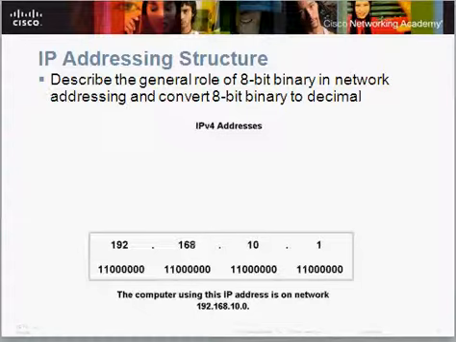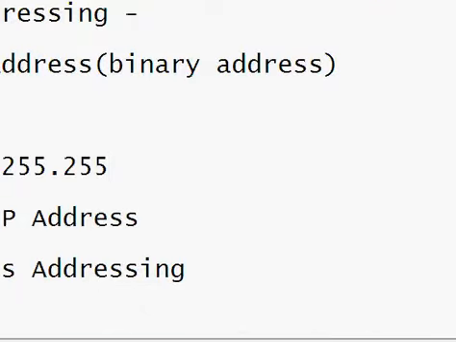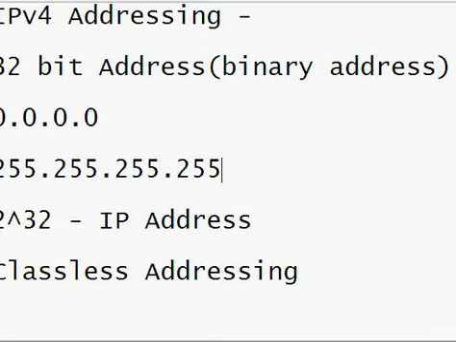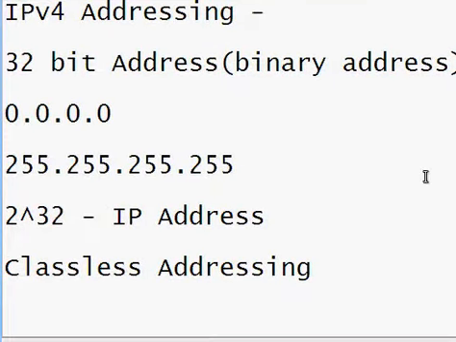So just giving you basic ideas of what IPv4 addressing is. IPv4 addressing is a 32-bit binary address converted into dotted decimal. So the range of this number, 2 to the power 32, since it is a 32-bit binary number, is 0.0.0.0 to 255.255.255.255. Today we will not discuss classless addressing, we will be discussing classful addressing.